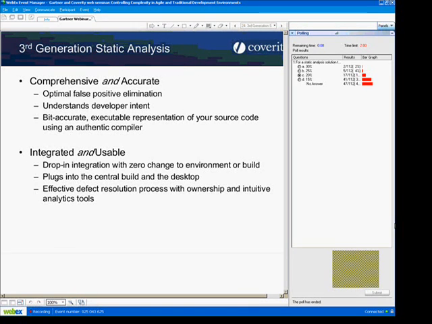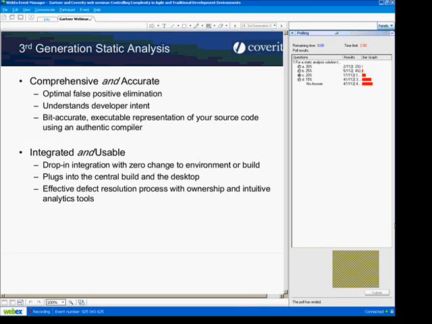So just to summarize, the third generation of static analysis has to be comprehensive and accurate. You've got to find really deep problems, and it's got to do it at a very, very low false positive rate. And really understand that the developer's time is valuable, and developers gravitate towards tools that will help them save time, not waste time, which has been a problem for static analysis in the past.